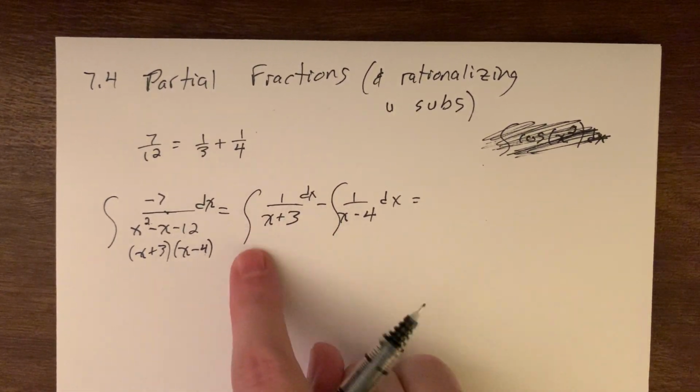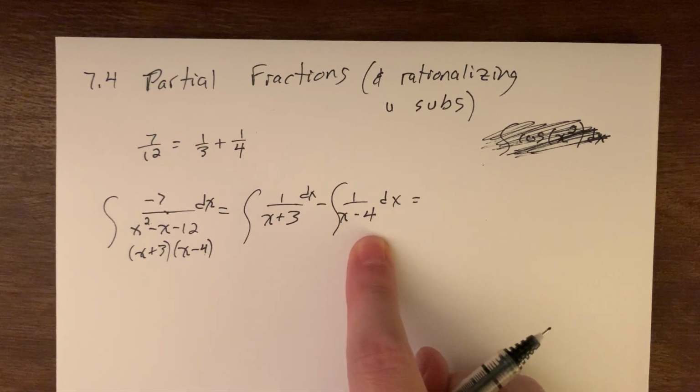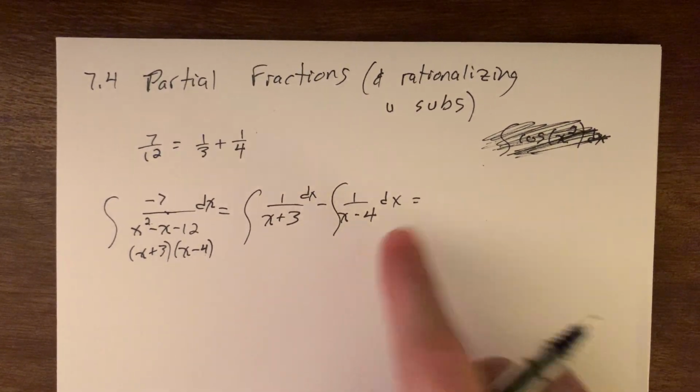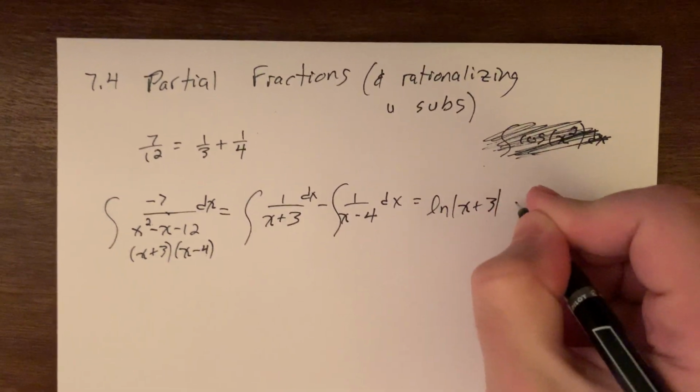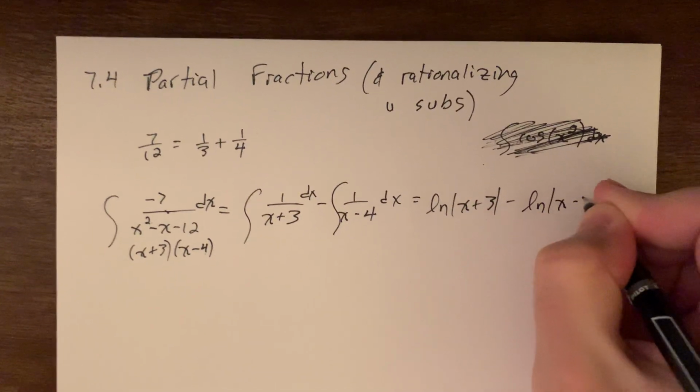If you pick u as the denominator, du equals dx, both of these become 1 over u, so both of these have antiderivatives log of u.